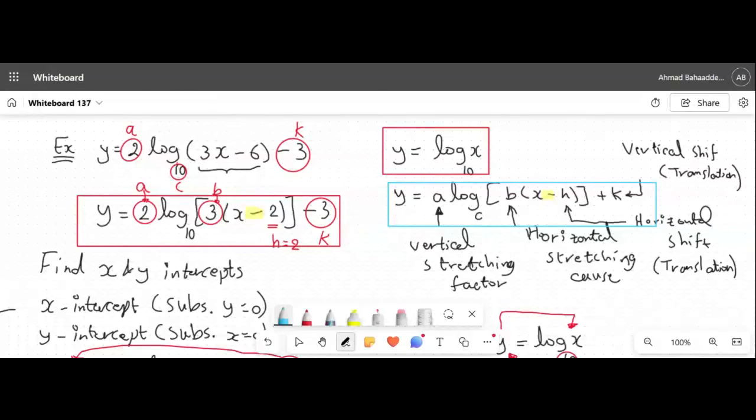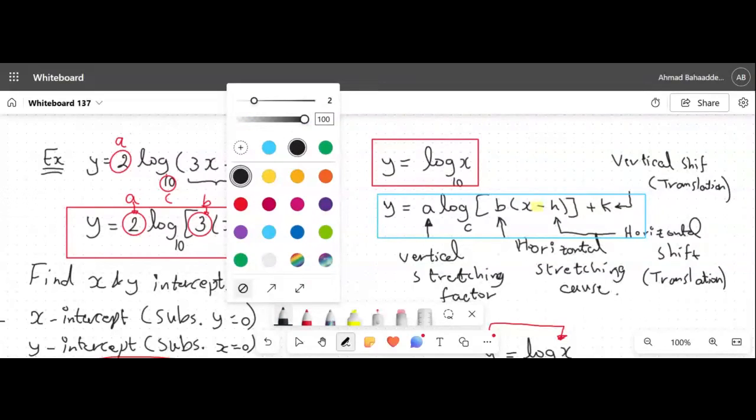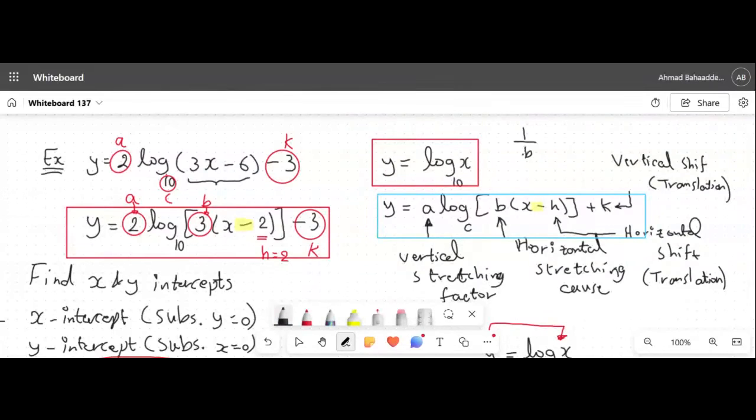A represents the vertical stretching factor. C is the base of the log, and B represents the horizontal stretching. It's not exactly the horizontal stretching factor, because the horizontal stretching factor is given by 1 over the absolute value of b.